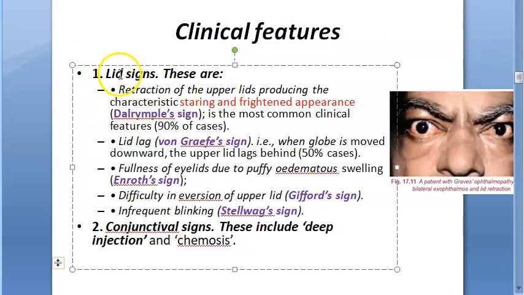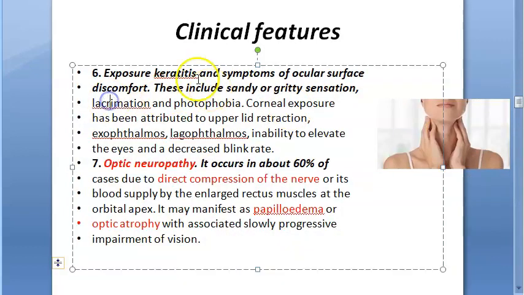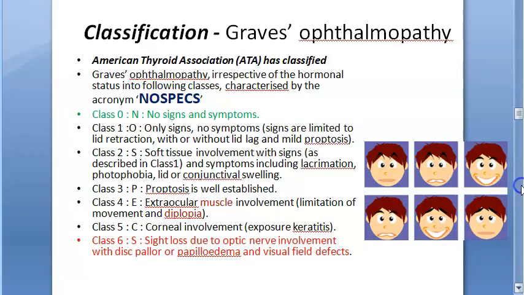So there will be some clinical signs like retraction of the upper eyelid, Dalrymple sign, then lid lag, von Graefe's sign, fullness of the eyelid, difficulty to avert the upper eyelid, infrequent blinking. All these conjunctival signs will be there. Pupillary signs, ocular motility will be difficult, Möbius sign, exophthalmos will be there. Usually it will be bilateral, it can be unilateral also. Exposure keratitis can be there because these people are not blinking, they are staring. Optic neuropathy because of all this compression.